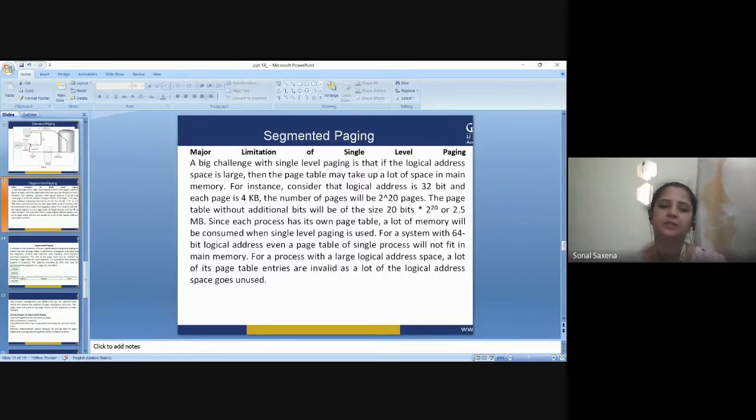Now, as we have seen paging earlier, there was a major limitation of single level paging. A big challenge with single level paging is that if the logical address space is very large, then the page table may take up a lot of space in the main memory. For example, consider that the logical address is 32-bit and each page is 4 kilobytes. The number of pages in that case will be 2^20. So the page table without additional bits will be of the size 20 bits.